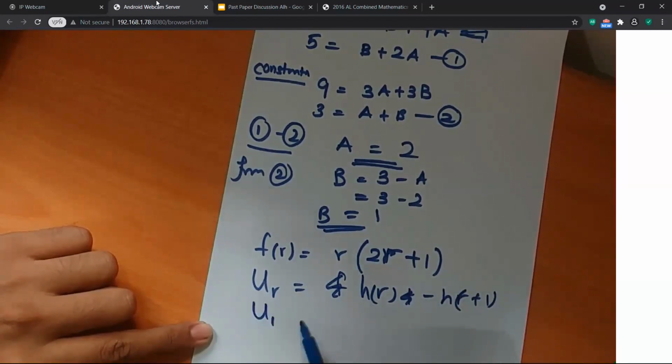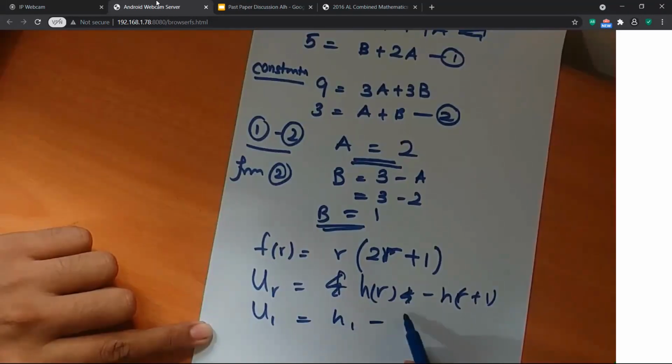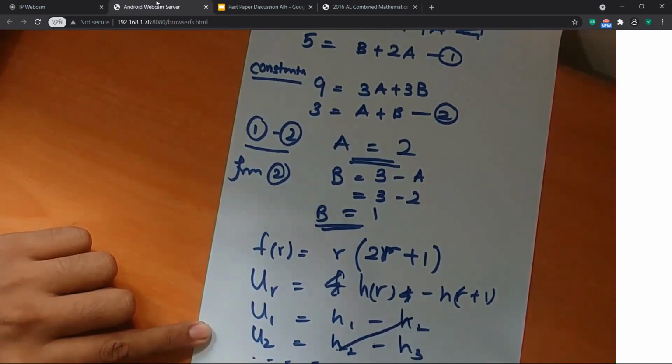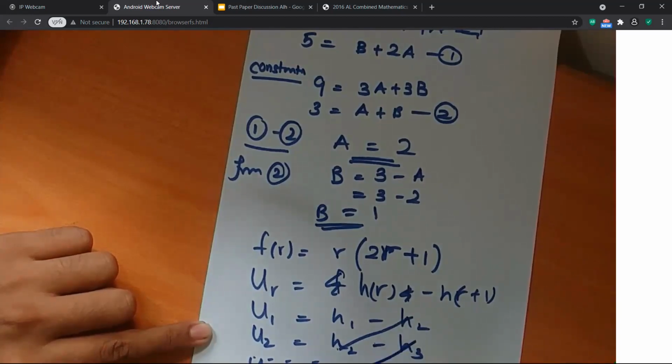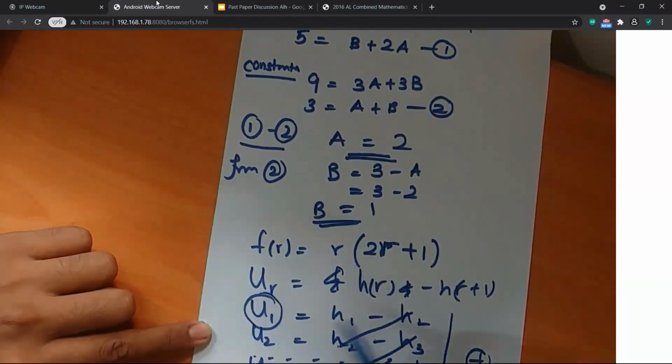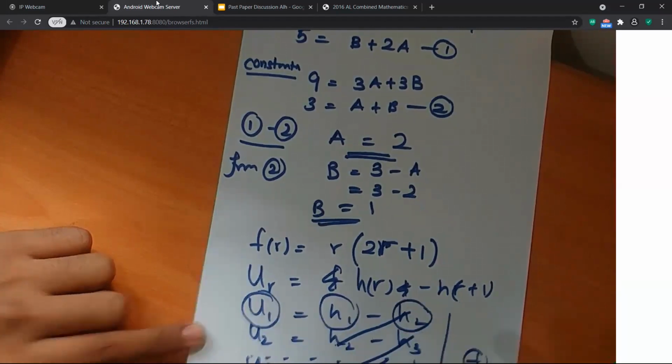So u1 is equal to h1 minus h2. Then u2 would be equal to h2 minus h3. Now, if you add this stuff, h2 minus h2 will be cancelled off. So u(n minus 1) is equal to h(n minus 1) minus h(n). So you will be able to add this stuff. So that's why we do it in this format. So we need to write it in this one, u1 is equal to h1 minus h2, in that format.